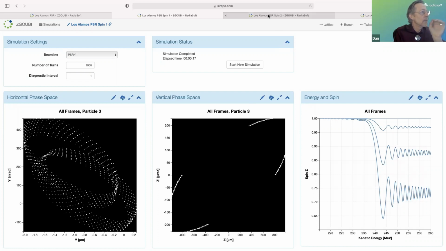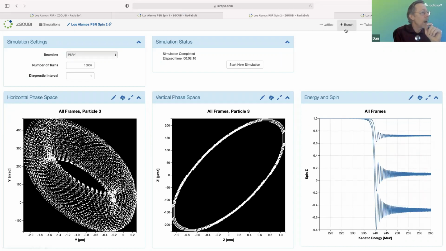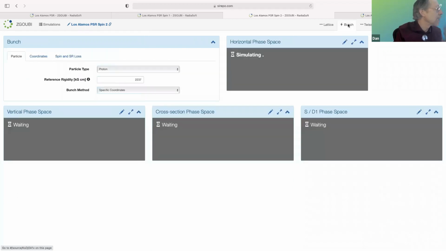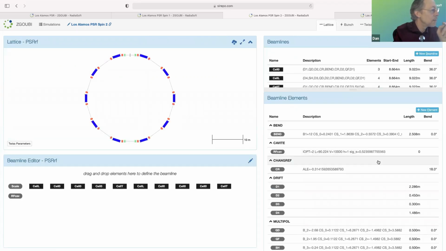Now, in this simulation, I ran the same energy particles. Well, let me be sure I'm not lying. Yes, same particles, but now the RF cavity in this case was set to, well, that says 10 kilovolts, but the synchronous phase is set so that it's half that as the actual energy gain per turn.